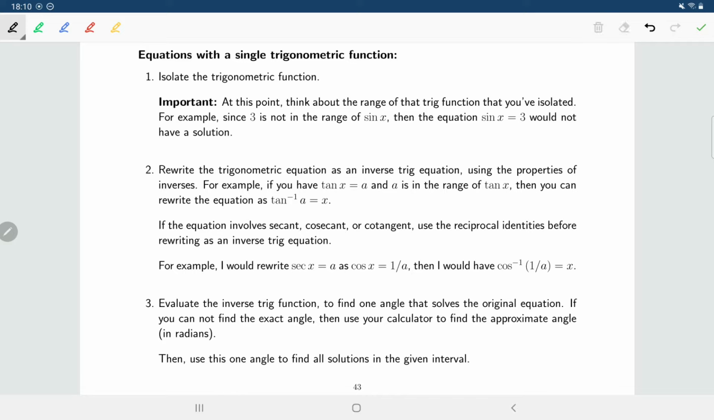The one thing that we'll have to keep in mind, of course, is that when we're finding the value of that inverse trig function, that may or may not be a value that's in the interval we're looking for. So you'll get a solution when we evaluate this, but that may or may not be a solution that's in the interval we're looking for, and it may not be all of the solutions that we're looking for in that interval. So we're going to have to put together what we already know about trigonometry to help us find all the other solutions. So I say here, use the one angle to find all the solutions in the given interval. And we're going to see a bunch of examples of this.